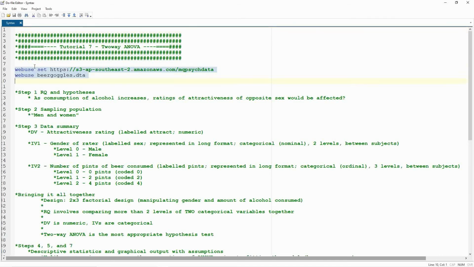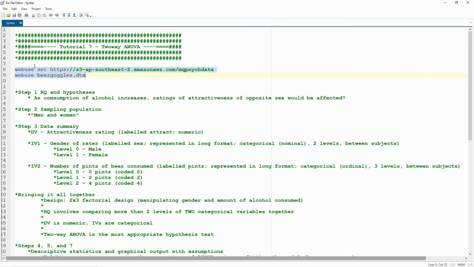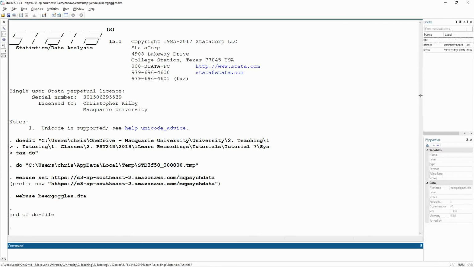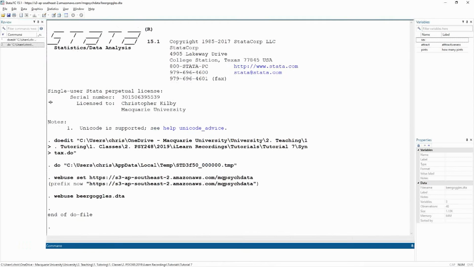So let's load up our dataset and then let's begin. Let's see if my data's there. There it is. Excellent. Let's bring in the command box as well.